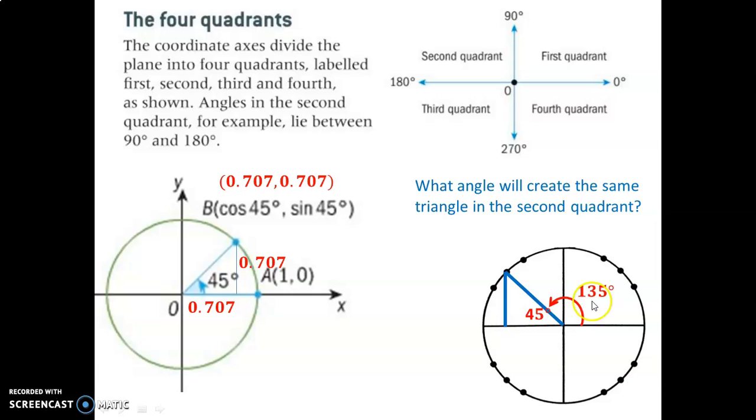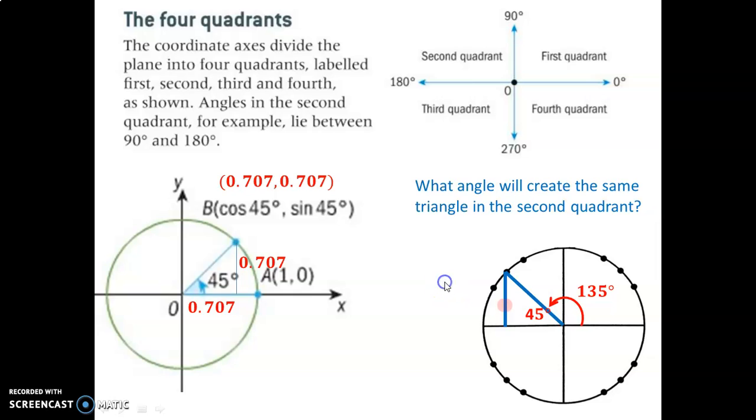Well, that angle must be 135, because if we have 45 here, we have to do 180, which would be all the way here, minus 45 to get here. Or alternatively, you can think, okay, I'm going to spin 90 degrees to here, and 45 additional degrees, which gives me 135. So the answer to that question is an angle of 135 will produce the same triangle in the second quadrant.